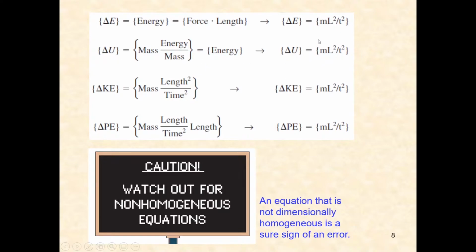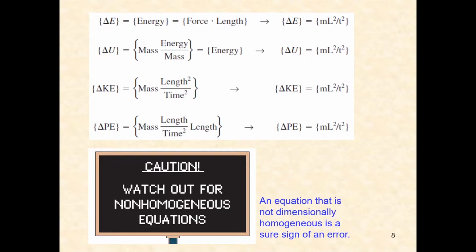We get the same dimensions. For kinetic energy, the same dimensions, and for potential energy, we get the same dimensions. So from here, we can say that this equation is dimensionally homogeneous. So it is valid.